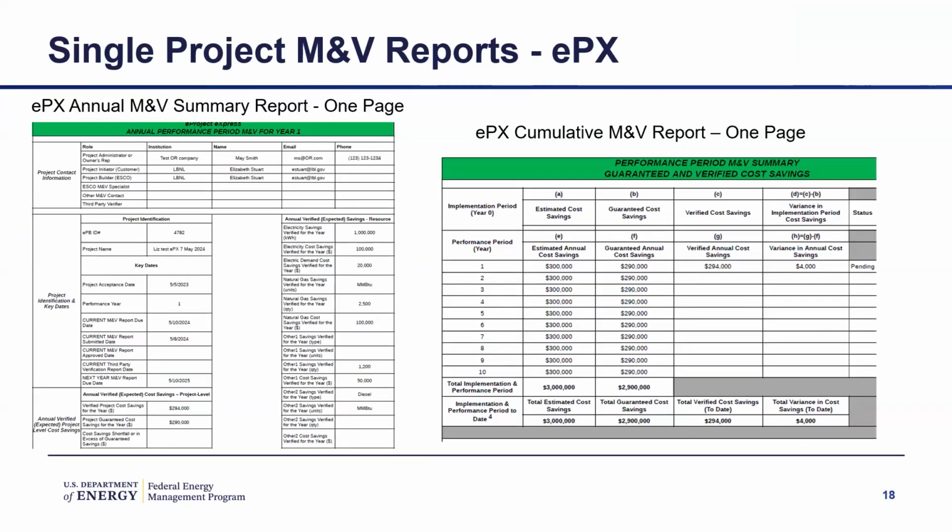Go ahead. Well, I was just going to say eProject Express has similar reports. The main difference is the annual M&V report summary on the left is just a one-pager because there are so many fewer fields. The eProject Builder annual report is multiple pages for multiple amounts of information. I'll just move on from there.